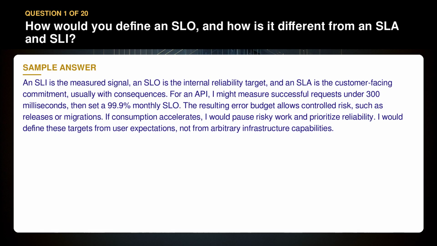The resulting error budget allows controlled risk, such as releases or migrations. If consumption accelerates, I would pause risky work and prioritize reliability. I would define these targets from user expectations, not from arbitrary infrastructure capabilities.